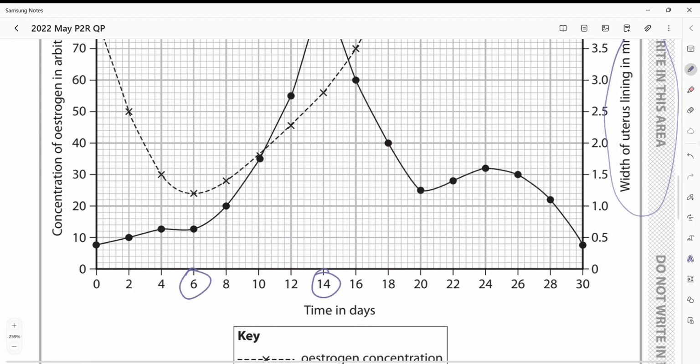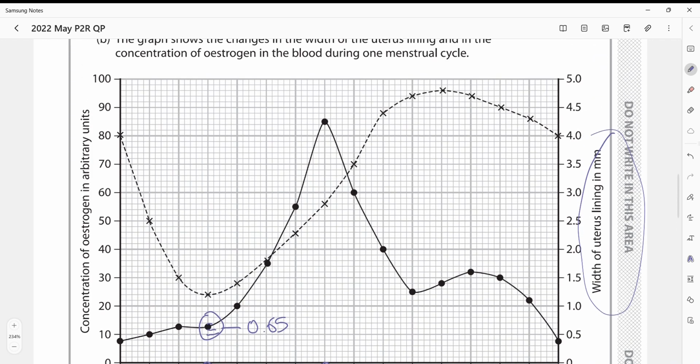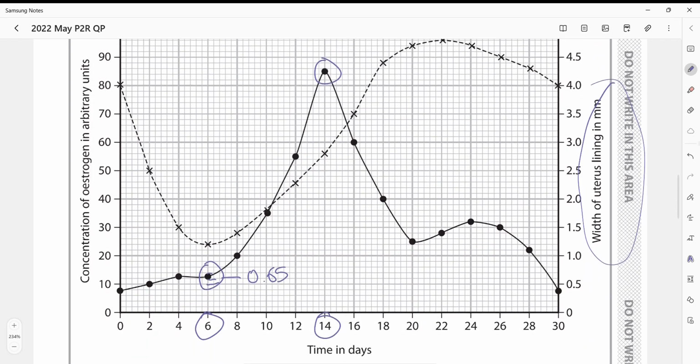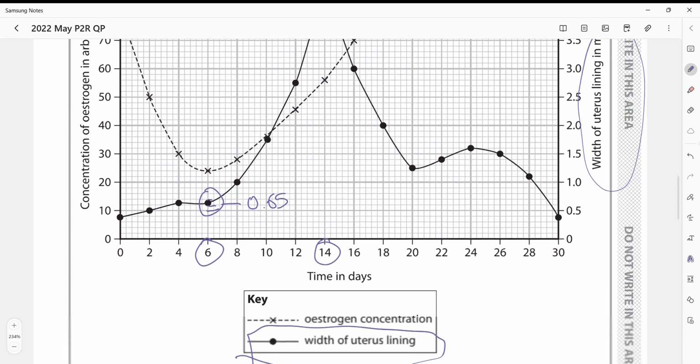So we can see here for day 6, this is 0.5, this is 0.6, 0.7. This dot should be about 0.65. Now let's look at this one over here. This is day 14, and this is 4.0. So it should be right in the middle of 4.5 and 4.0, so this should be 4.25. In the marking scheme it says 4.35, but I believe it's 4.25 because it's just right in the middle of both of these two numbers, 4.0 and 4.5. So let's write that down.